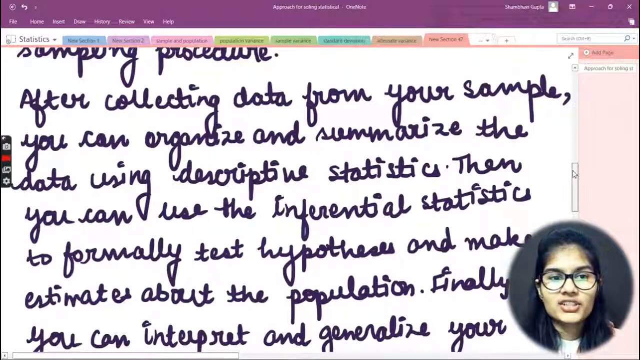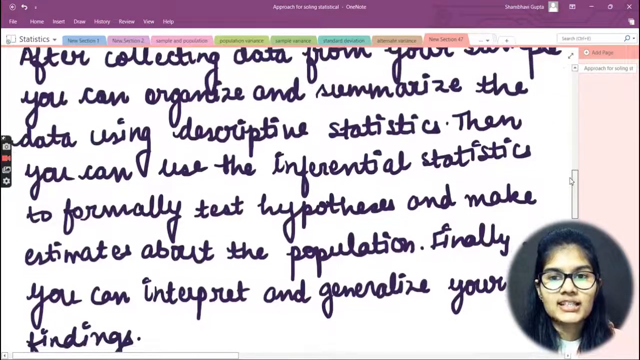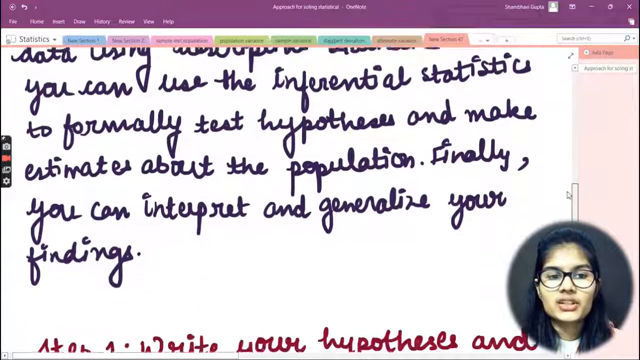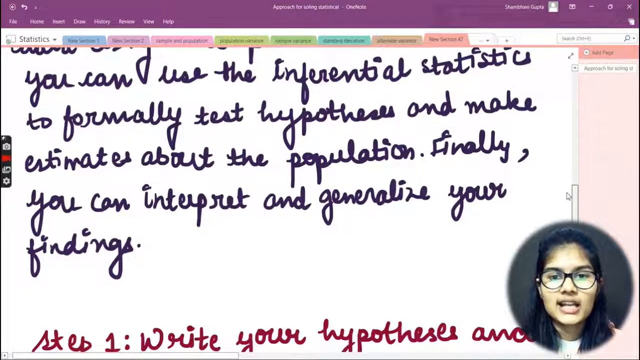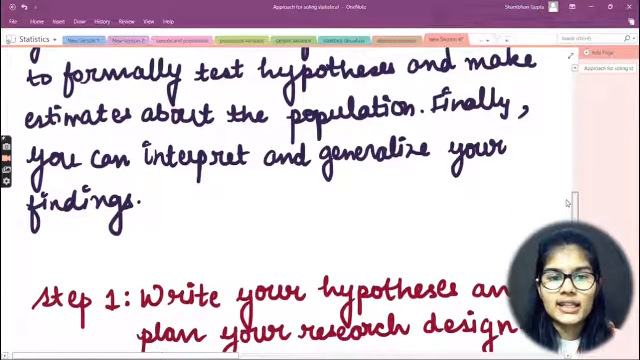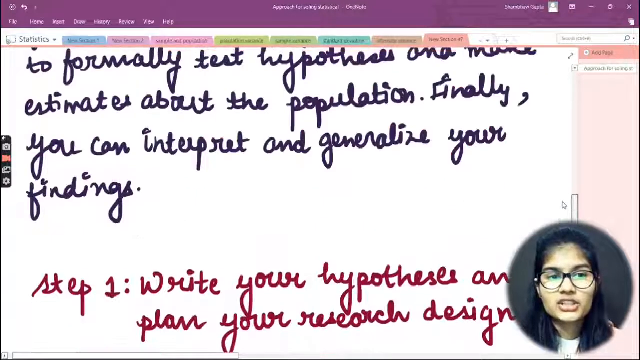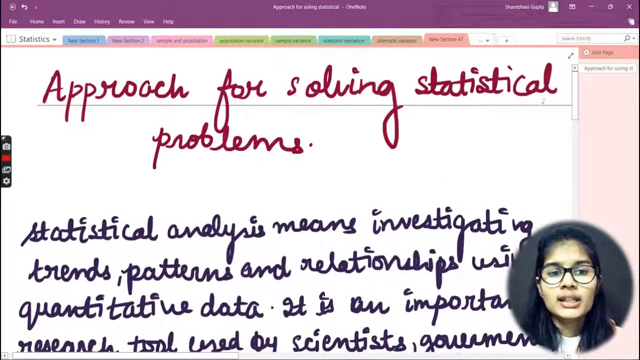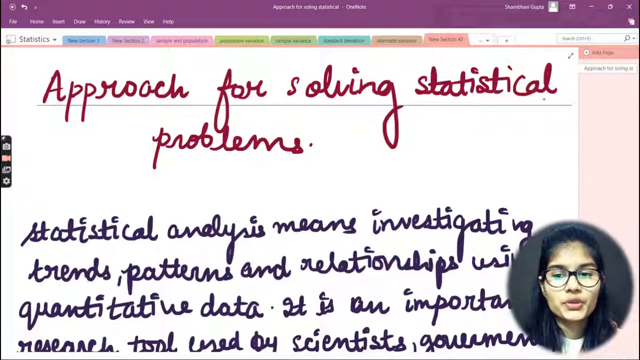After collecting data from your sample, you can organize and summarize the data using descriptive statistics. Then you use inferential statistics for formally testing the hypothesis and making estimates about the population. And then finally, you can interpret and generalize your findings, right? So this is a theoretical, step-by-step approach for solving statistical problems.